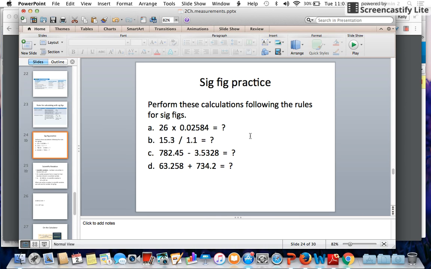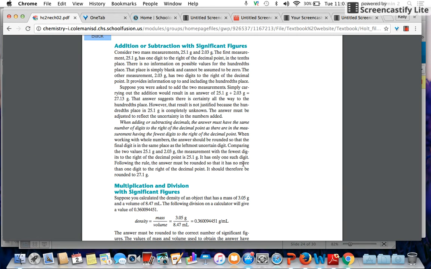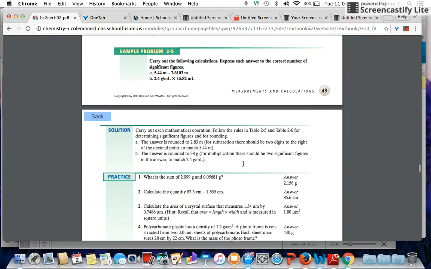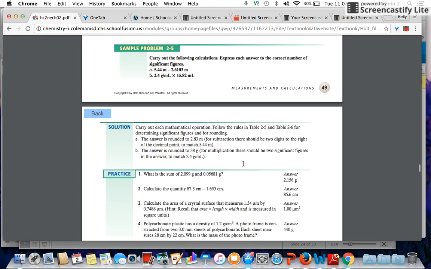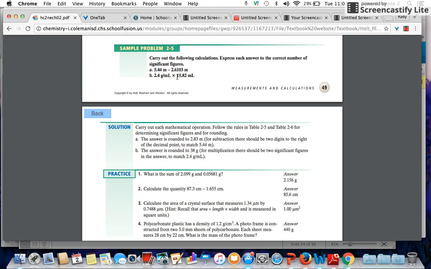Okay, perform these calculations following the rules. So 26 times 0.02584, and do those, but I think these are in the textbook. So let's look at these problems. All right, so 5.44 meters minus 2.6103 meters. This is subtracting.